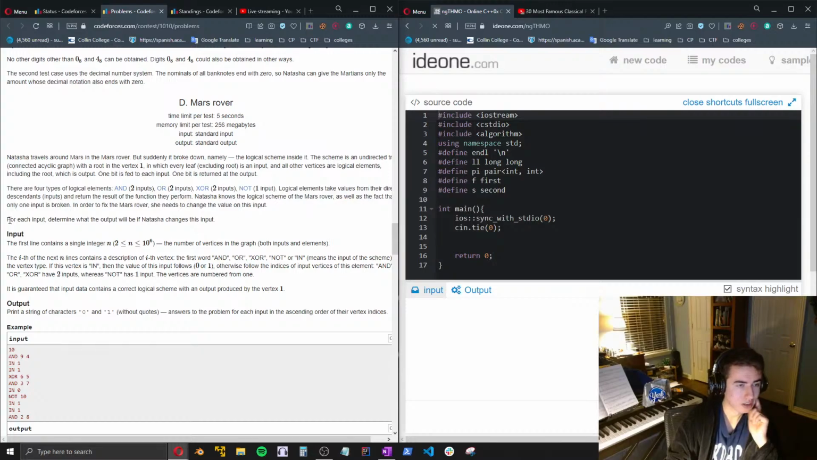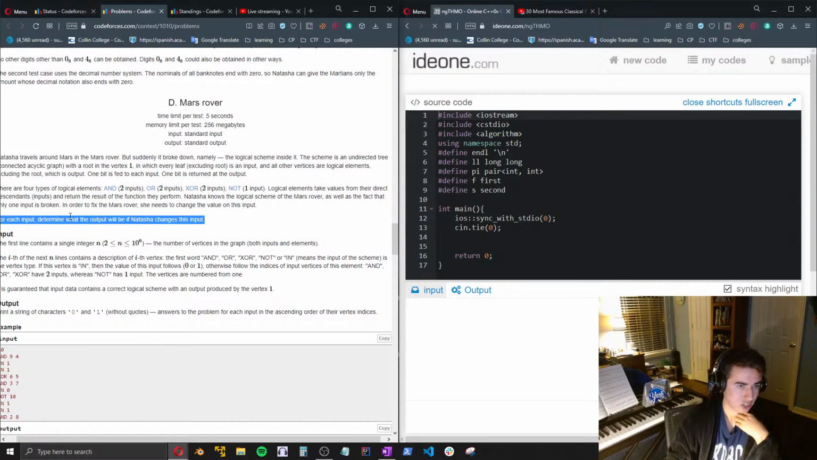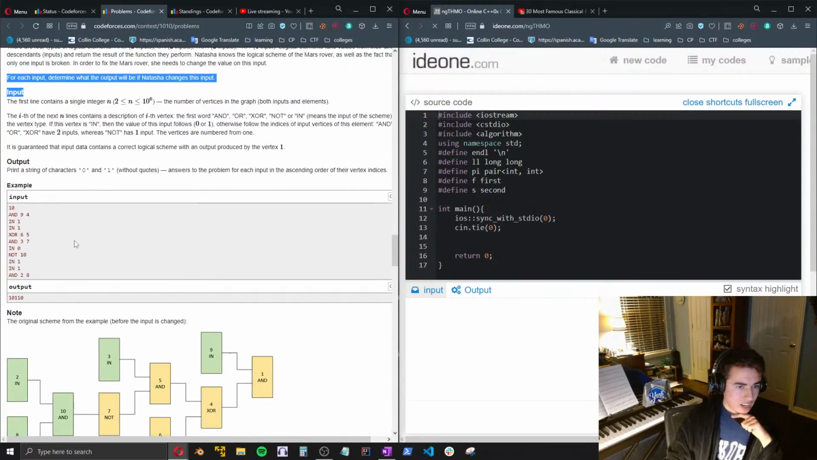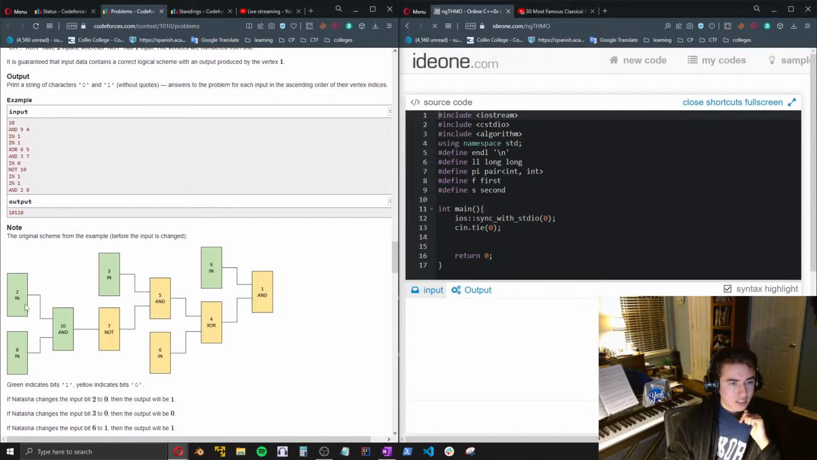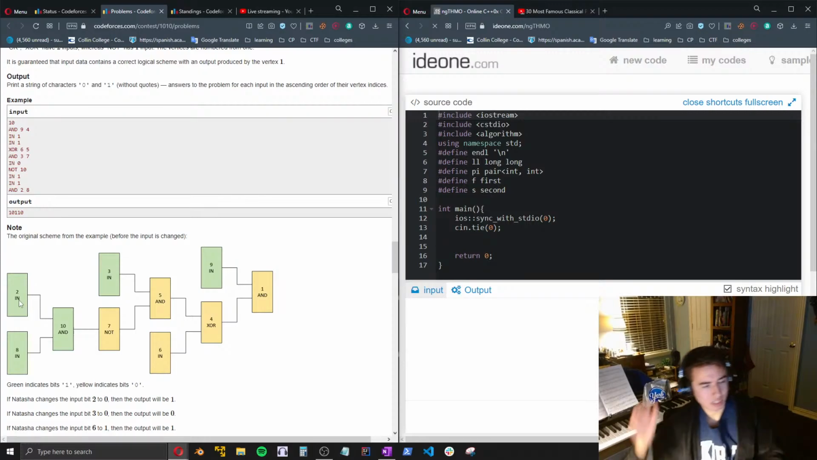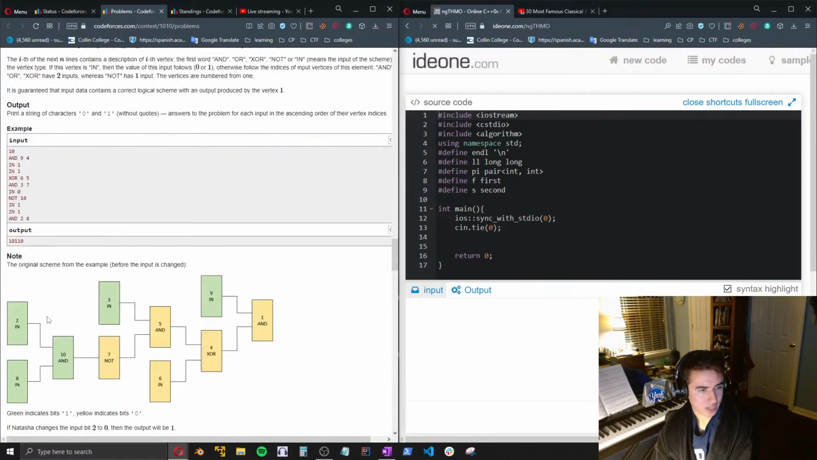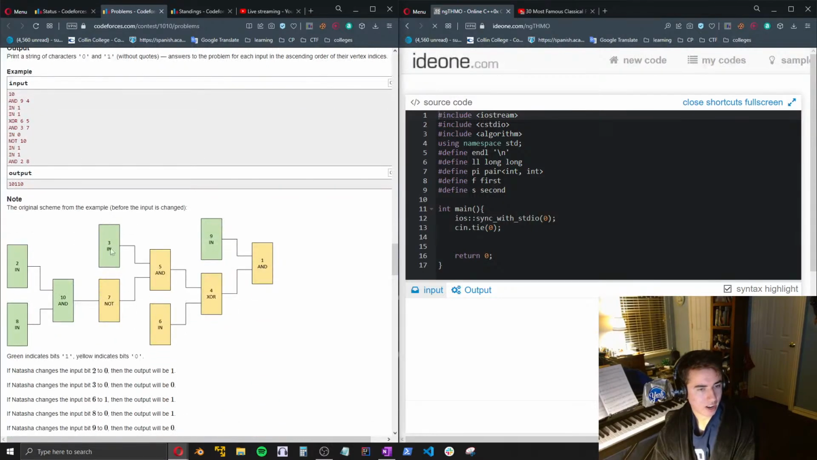Oh, here it is. I was wondering. For each input, determine what the output will be if Natasha changes this input. Okay, so we have an initial input, but then you're saying you flip each bit. What's the output after you flip the bit? That's more interesting. Because if you just recalculated the whole tree, it would take O(n) time. But they want O(n) or n log n for trying to flip every single bit in the input.